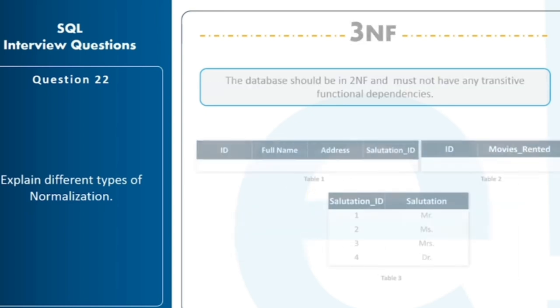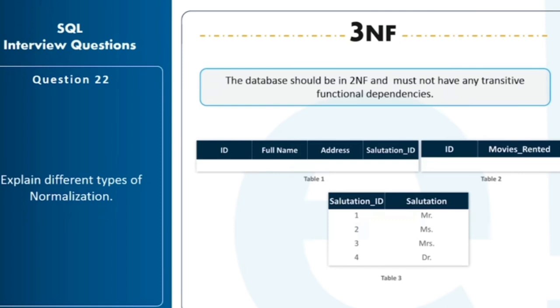Now moving forward to 3NF. For a database to be in 3NF, you need to make sure that your database is first in 2NF and must not have any transitive functional dependency. For that, you further divide the two tables into three tables, as you can see on the screen. We're going to have a table with ID, full name, address, and salutation ID, another table with ID and movies rented, and a third table with salutation ID and salutation.